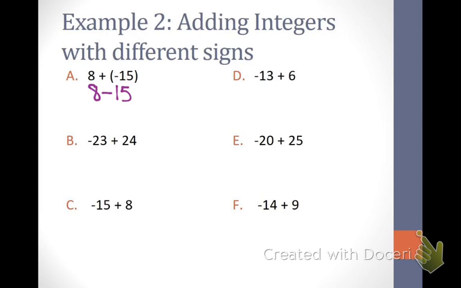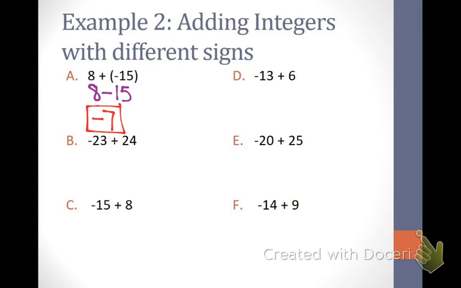No, it's just 7. And now I have to figure out, is my answer positive 7 or negative 7? My rule says I take the sign of the greater absolute value. Since 15 is negative, my answer is also negative. Now you can think of it this way too. If you subtract 8 from 8, what do you get? 0. So if you subtract 15 from 8, your answer is going to be negative. Does that make sense? Okay, so you can think of it logically that way also.